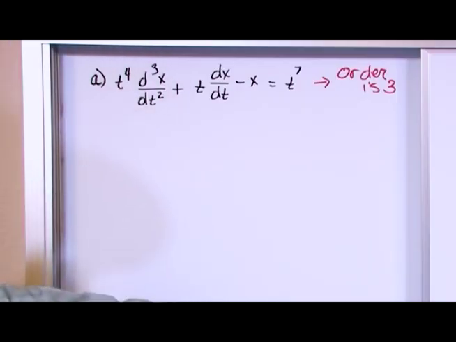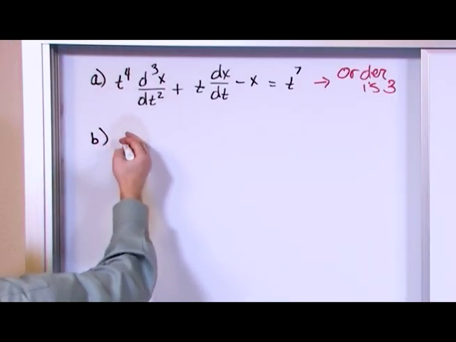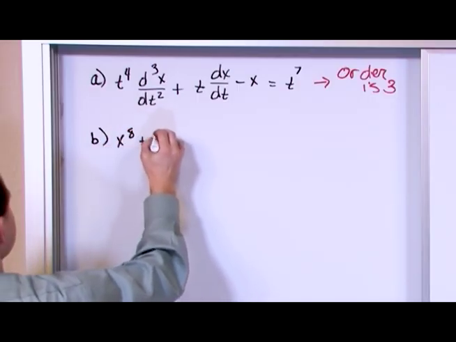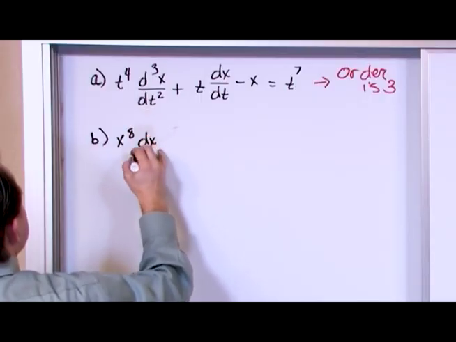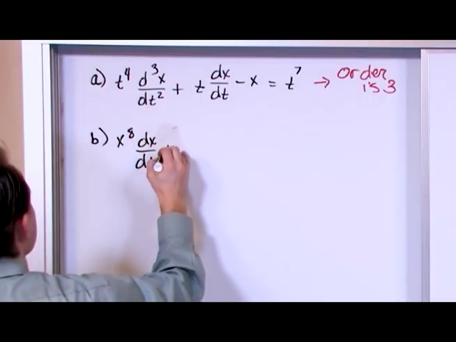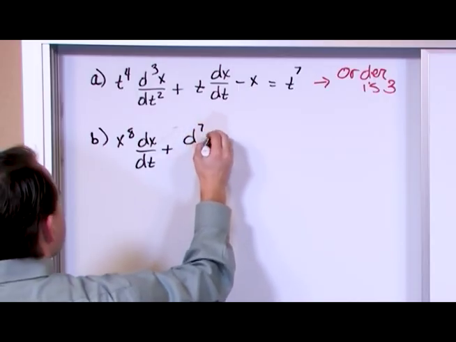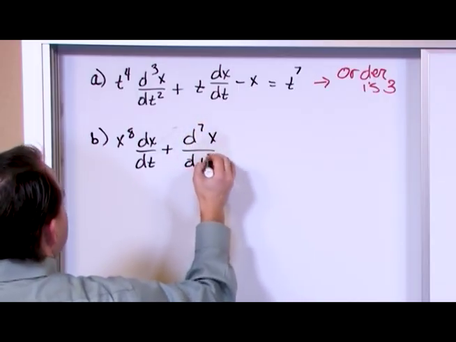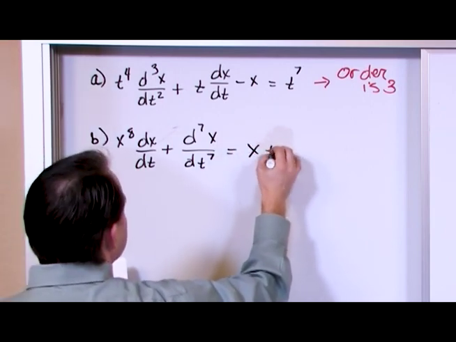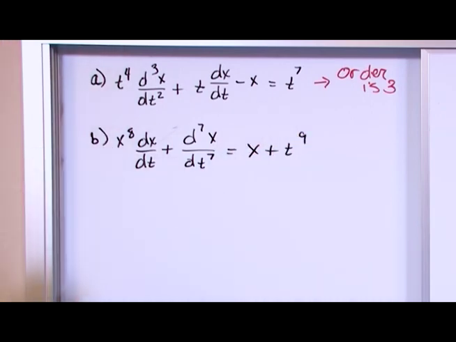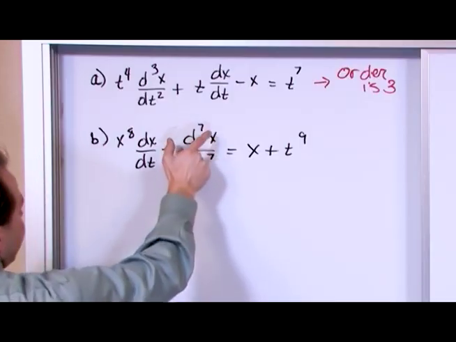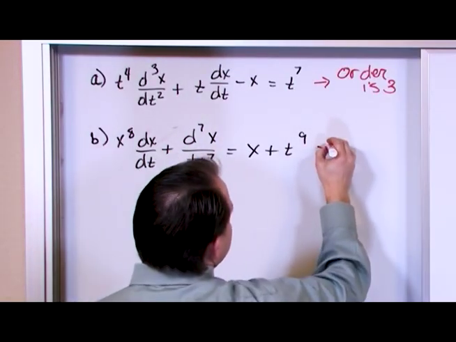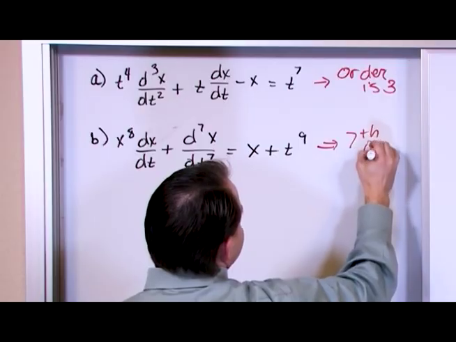All right, there's another one here. What if we have x to the 8th plus, times dx/dt, plus the seventh derivative of x with respect to time, is equal to x plus t to the ninth power. So what is the order of that differential equation? We have a first derivative here. There's no derivative over here at all. This is the seventh derivative. So this is the seventh order.